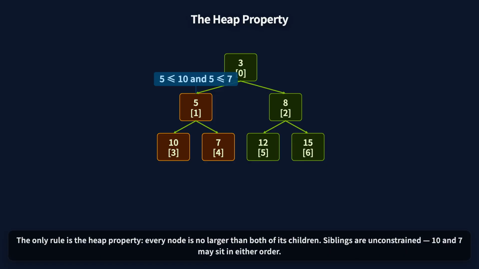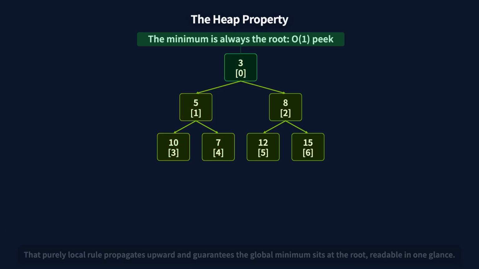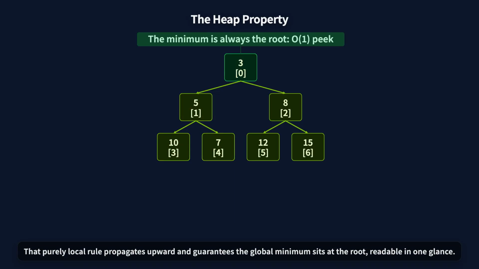The only rule is the heap property. Every node is no larger than both of its children. Siblings are unconstrained. 10 and 7 sit in either order. That purely local rule propagates upward and guarantees the global minimum sits at the root, readable in one glance.